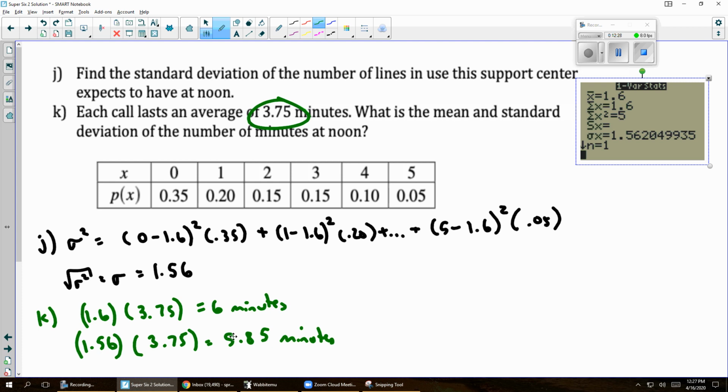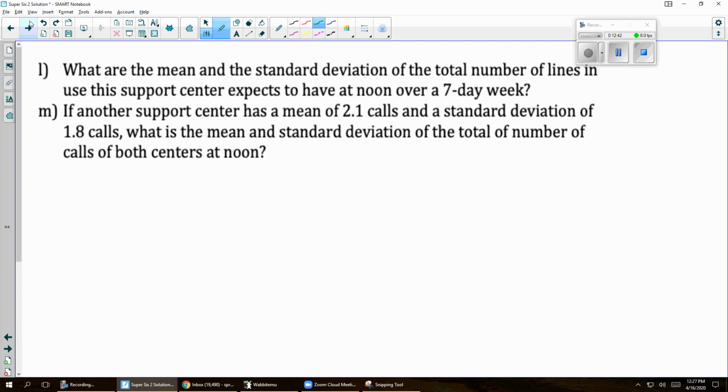Now, what's going to happen to the spread? Well, the spread actually isn't going to change because all of the calls shifted by 1 minute. So how spread out those calls, those minutes are, stays the same. All right, what if we do this for 7 days? What's the total mean and standard deviation going to be?